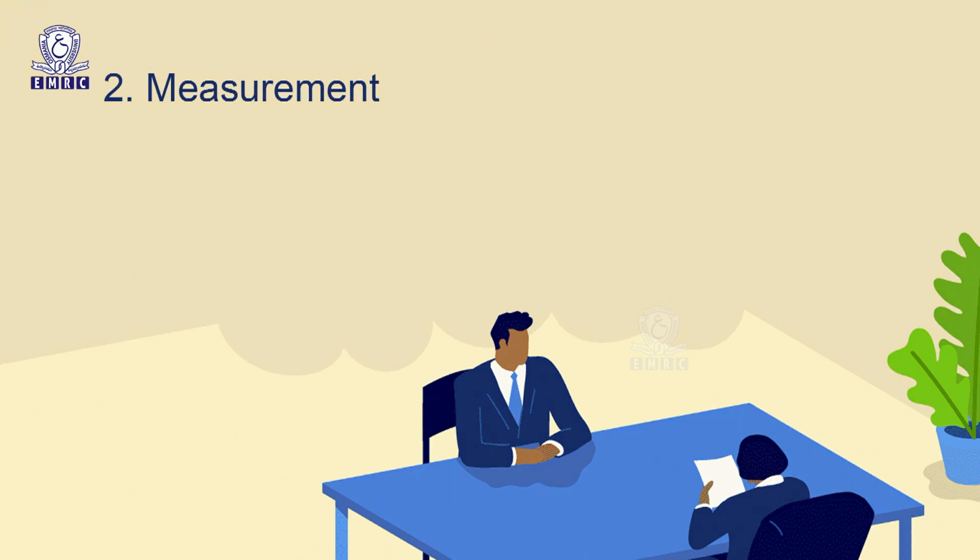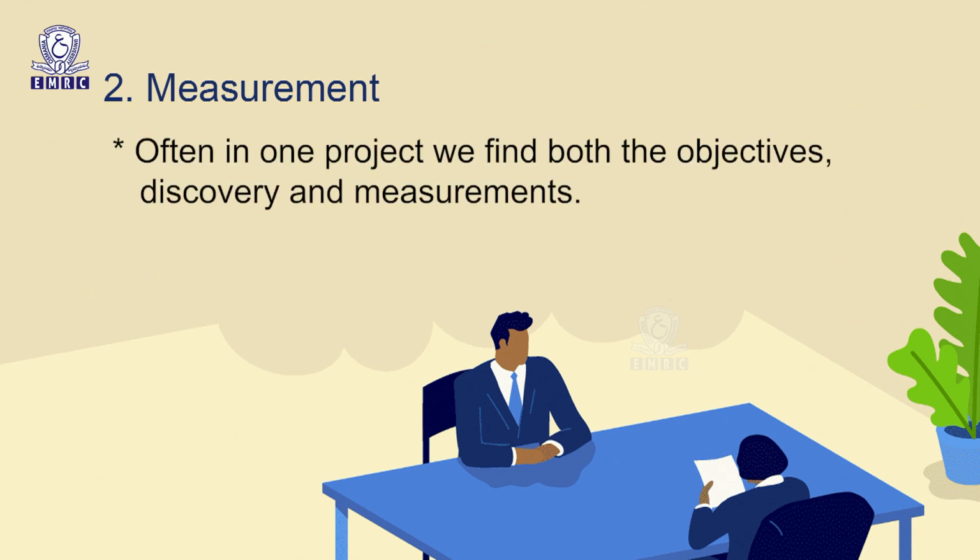Second objective is measurement, and it is a major objective of the interview. Often in one project we find both the objectives, discovery and measurement. But as more emphasis is placed upon one objective, the other one is subordinated. Usually the research work in which measurement is a predominating objective, scheduled interviews are used. But in several situations, non-scheduled interviews provide more valid measurements.